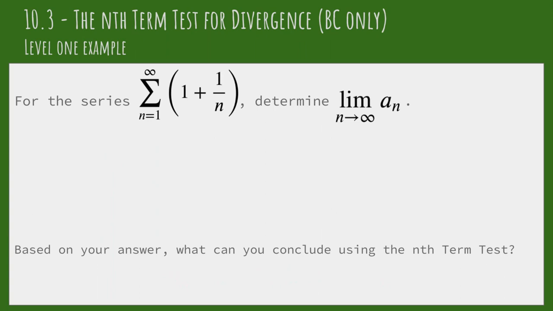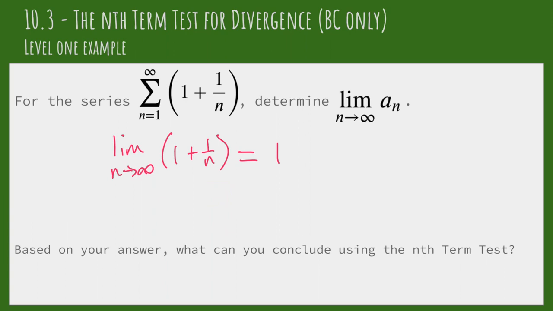In this example, we have another series. It's the same question, just a different series. Let's look at this limit as n approaches infinity of the terms themselves. This series looks kind of similar, but this time as n approaches infinity, this term is going to approach 0, but we still have that 1 there, so the terms are going to approach 1.